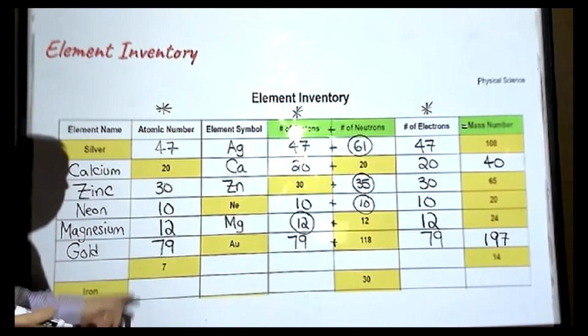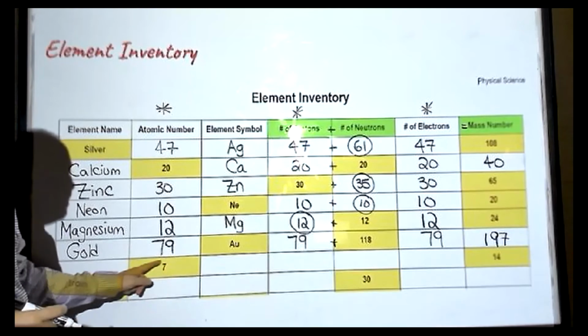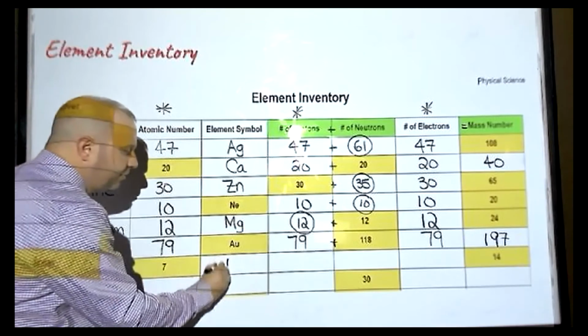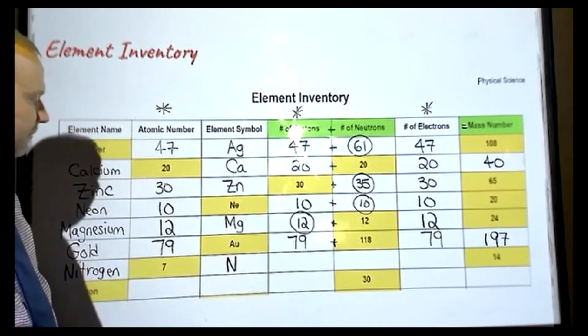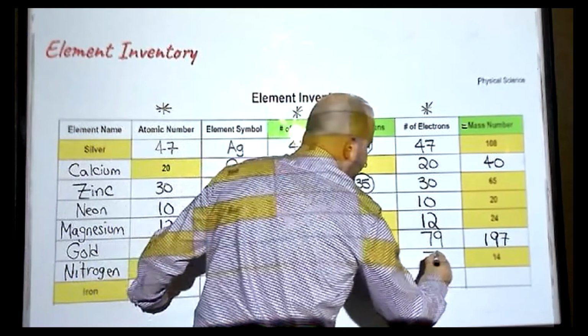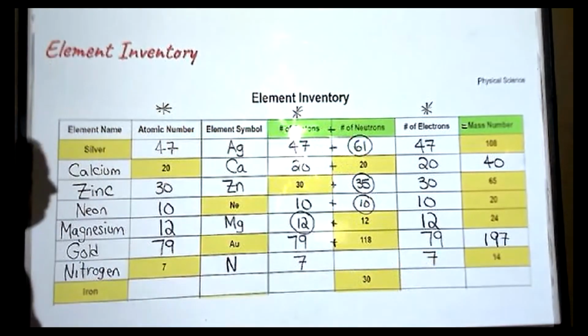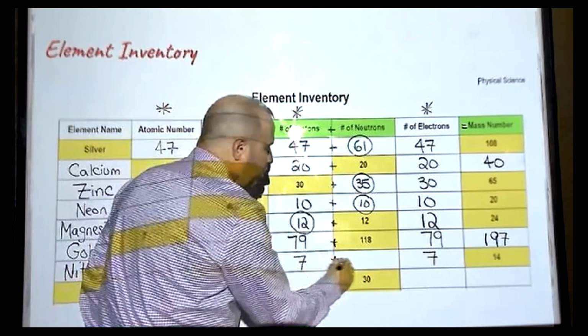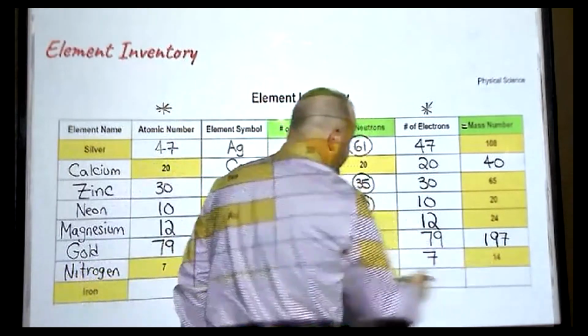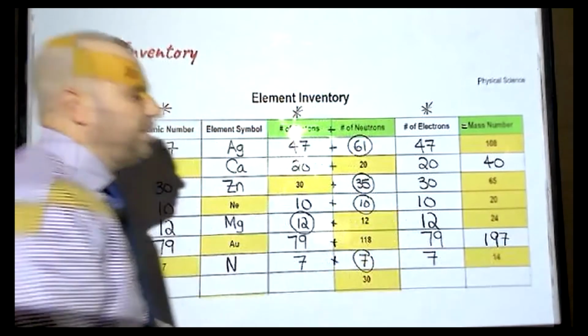For the next example, we start by looking for this atomic number. The atomic number is 7. That means we have nitrogen. The element symbol for nitrogen is N. If we have 7 as the atomic number, it is also our number of protons, number of electrons. And then finally, what plus 7 equals 14? So that must also be the number 7.